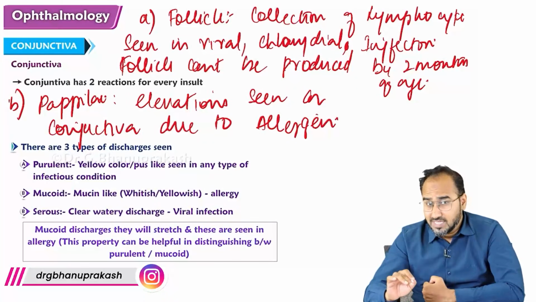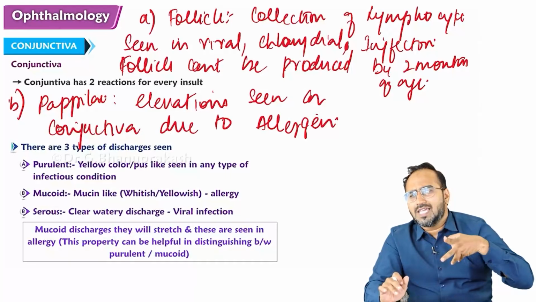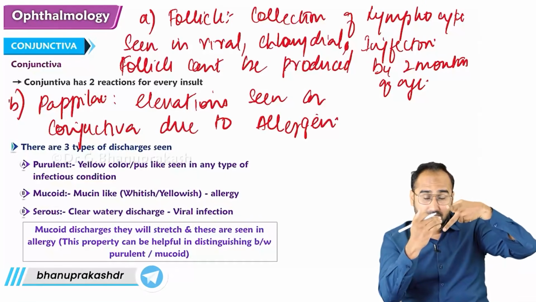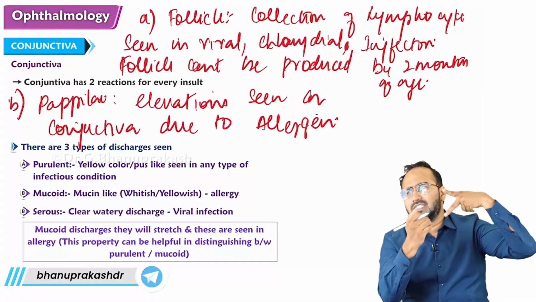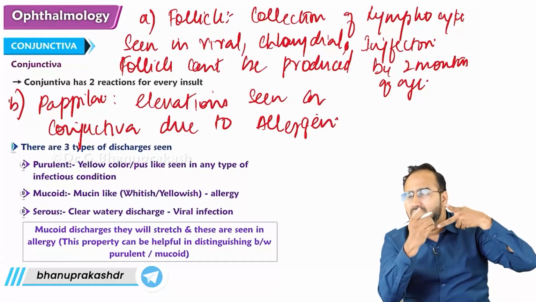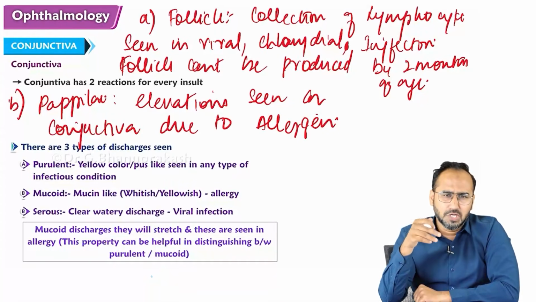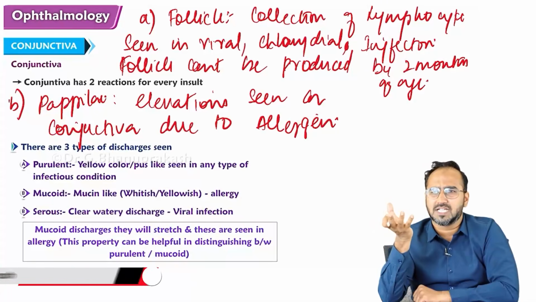Right? And these are the two reactions. If anything is entering the eye, these two reactions are being sent. These two soldiers are being sent. When these two soldiers are being sent, they try to fight with the thing that is entering the eye. During the fight, there might be some discharge coming out of the eye.